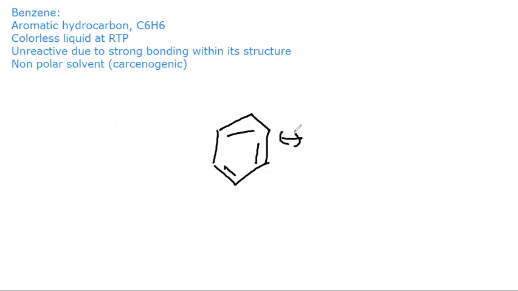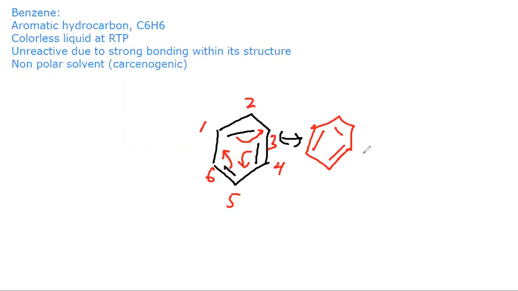And then if we number this benzene, I will have carbon number 1, 2, 3, 4, 5, and 6. The double bond in carbon 1 can move to carbons 2 and 3. The double bond in carbons 2 and 3 can move to carbons 4 and 5. The double bond in carbons 5 and 6 moves to carbons 1 and 6. So I will have another structure. If the electrons keep on moving, I will get back the initial structure of benzene, like the first one.